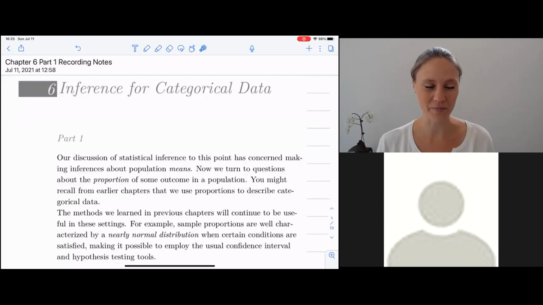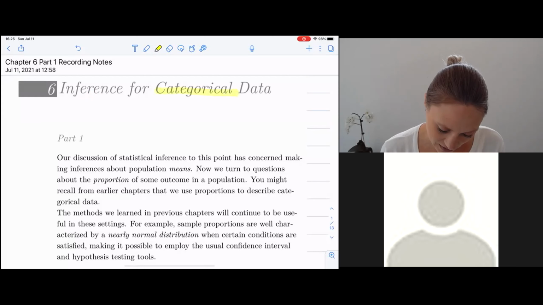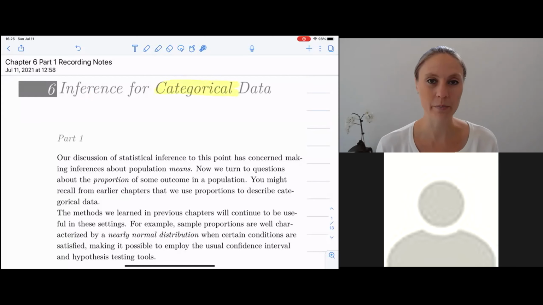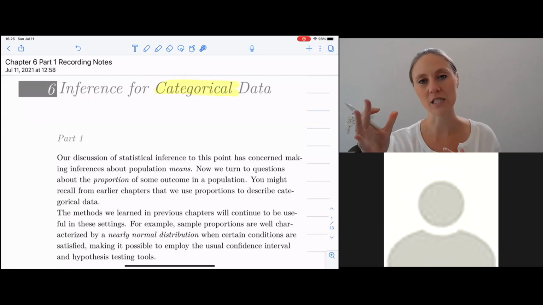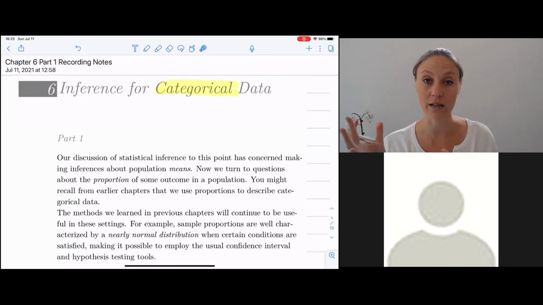Hello and welcome to Chapter 6. Chapter 6 is inference again. Sounds familiar, right? And now we're switching gears to categorical data. I want to highlight that because remember in Chapter 5, we were talking about numerical data. So we need tools for dealing with numerical data, and then we also need to develop some tools for dealing with categorical data.